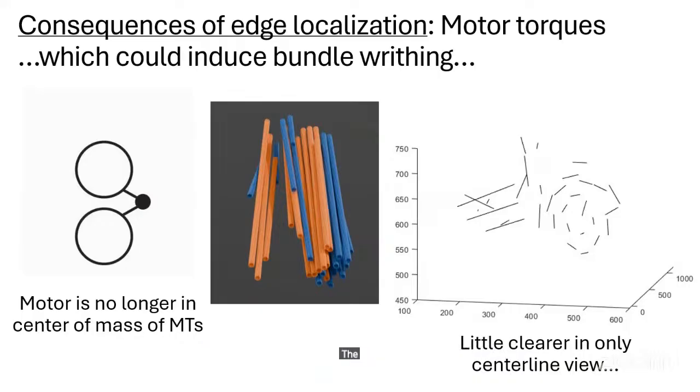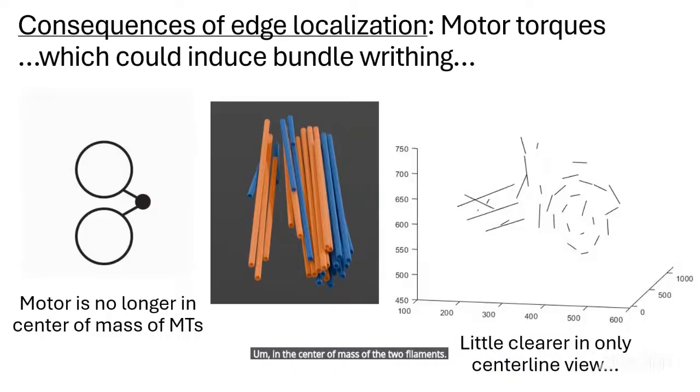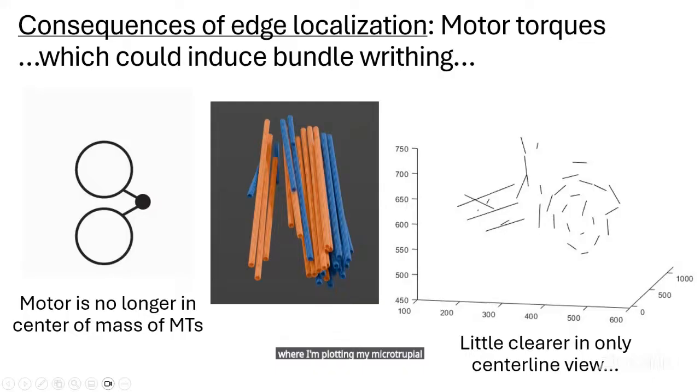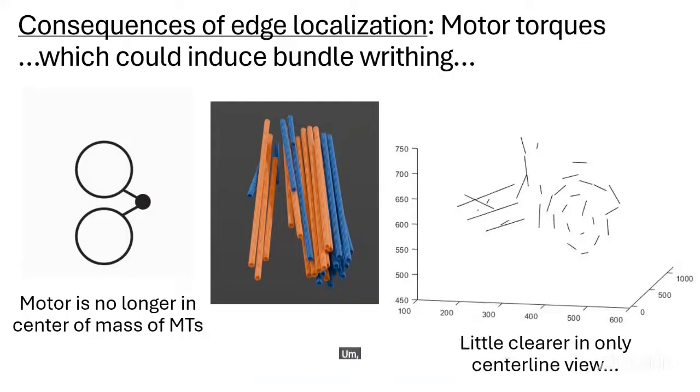The second consequence is that if the microtubules are interacting with motors that are localized on the edge, the motor is no longer in the center of mass of the microtubule system, which would allow it to induce a torque on the system that it couldn't if it was directly cross-linking the microtubules in the center of mass of the two filaments. What we believe we're seeing is that this induces writhing in the bundles. It's a little tough to see, so I've tried to render it in this plot on the right, where I'm plotting the microtubule center lines. And I hope you can see there's this swirling effect that seems to happen inside of the bundles, where the motors on the edge are inducing this twist writhing in the system.